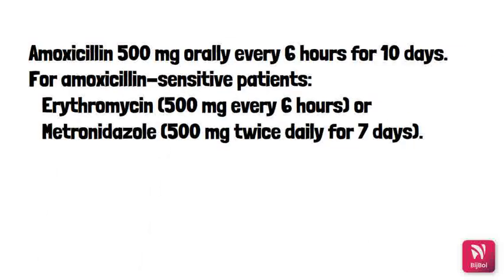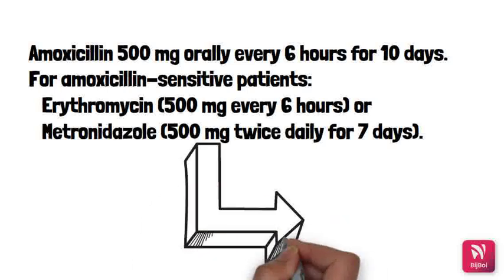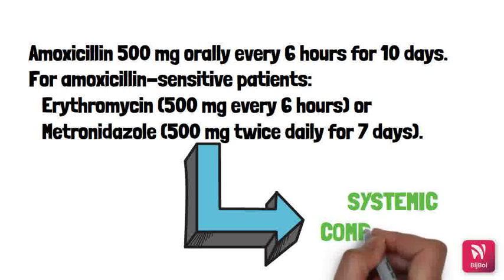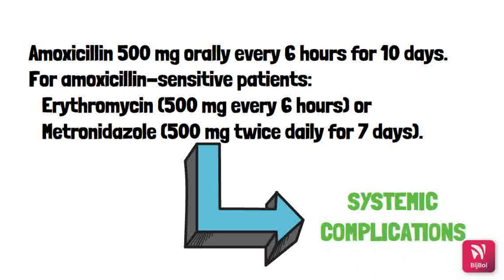Patients with moderate to severe necrotizing ulcerative gingivitis will benefit from antibiotics. The antibiotic used in these cases is amoxicillin 500 mg orally every 6 hours for 10 days, and in patients who are sensitive to amoxicillin, erythromycin or metronidazole can be used. If there are any systemic complications, only then will you use these antibiotics. Antibiotics are not recommended in NUG patients who do not have any systemic complications.